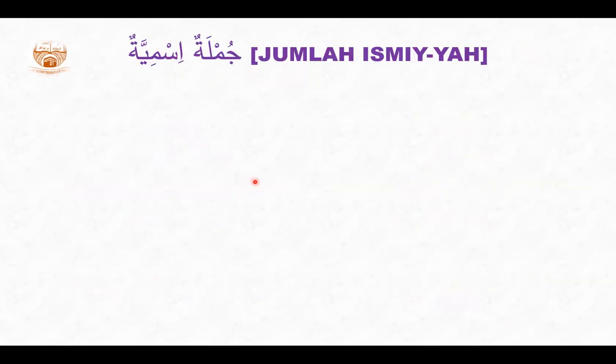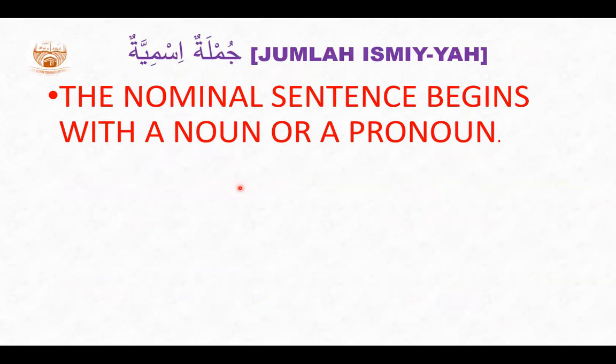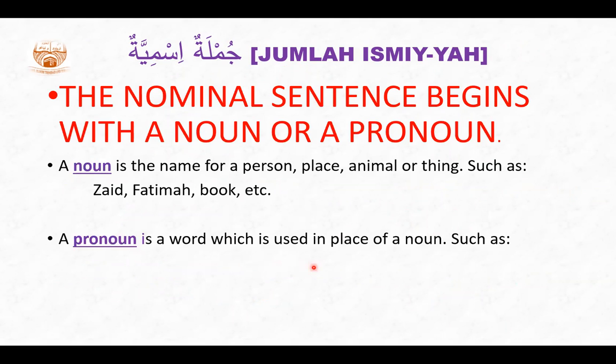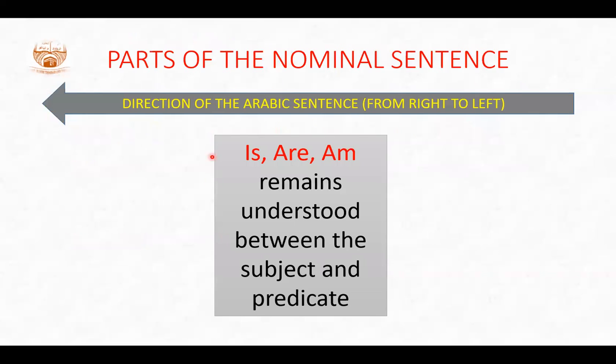Let's go a bit deeper into the actual nominal sentence and its structure. We said the nominal sentence begins with a noun or a pronoun. What is a noun? Name of a person, place, animal, or thing, such as Zaid, Fatima, book. A pronoun is a word that replaces a noun, as he, him, she, her, it, they, them, etc.